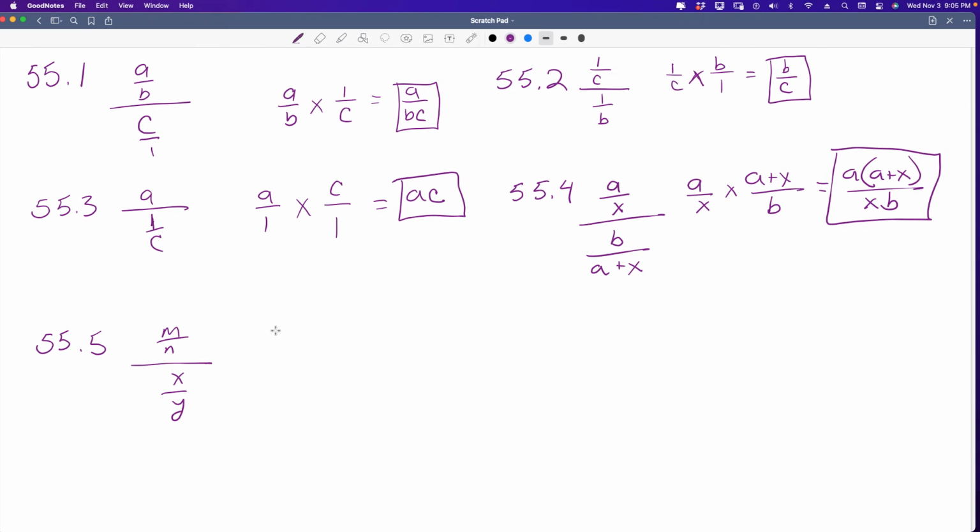Again, keep it, change it, flip it. That's the right answer. That's it. That's all there is to it.